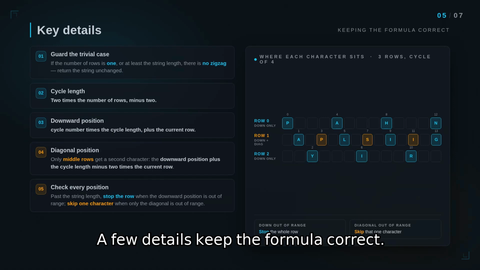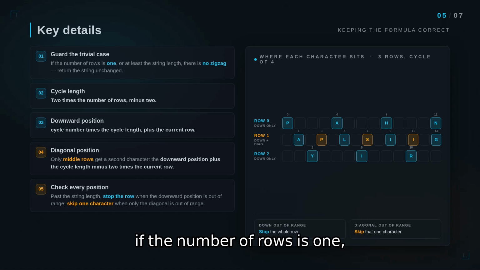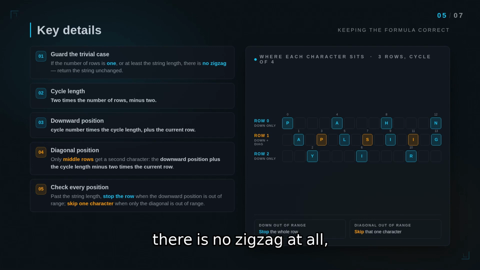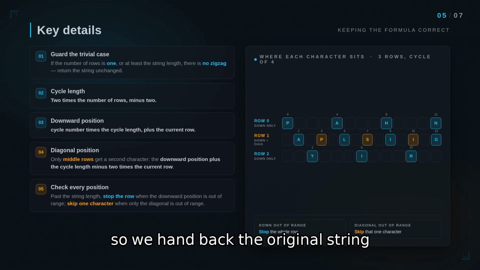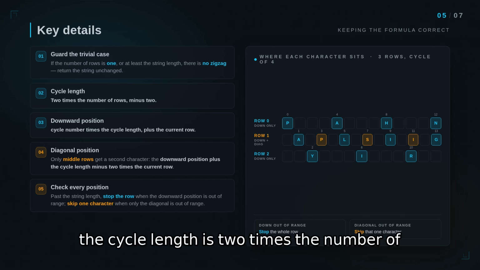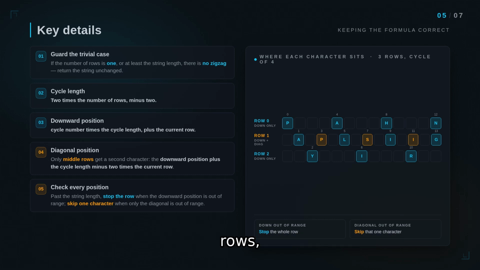Key details. A few details keep the formula correct. First, if the number of rows is 1 or is at least as large as the string length, there is no zigzag at all. So we hand back the original string unchanged. Second, the cycle length is 2 times the number of rows, minus 2.